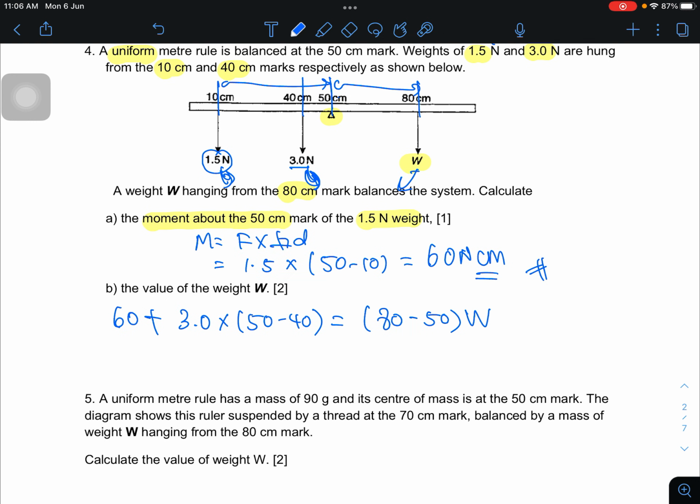Left hand side, what is it? 60 plus 10 times 3, which is 30. So this is 90, equals 30 W. So W is 3.0 Newton. Why do I bother putting 0.0? Why can't I just put 3 Newton, since that's the value the calculator gave me? Because the question gives you everything in 2 significant figures, so I will just follow the accuracy of the question.